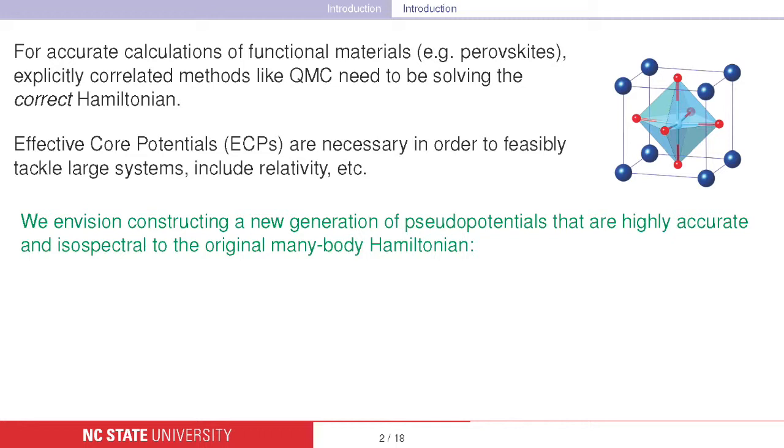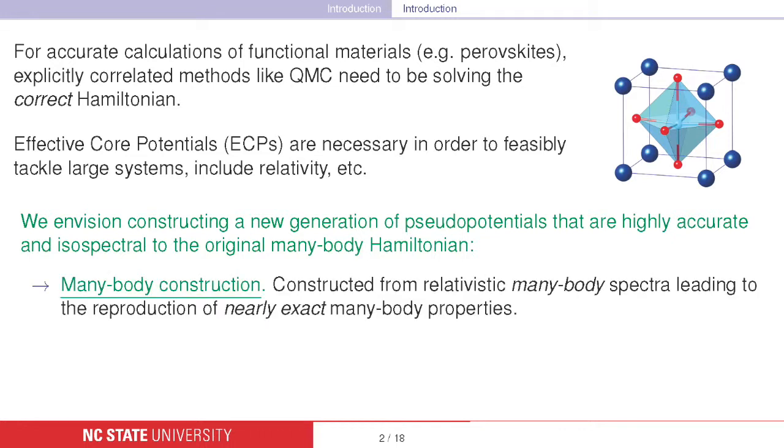So using effective core potentials is nice because they allow you to tackle larger and larger systems, but you can also include things like relativity, etc. So we set out to construct a new generation of pseudopotentials to replace some of the older pseudopotentials that have been used in quantum Monte Carlo calculations, that are highly accurate and isospectral to the original many-body all-electron Hamiltonian.